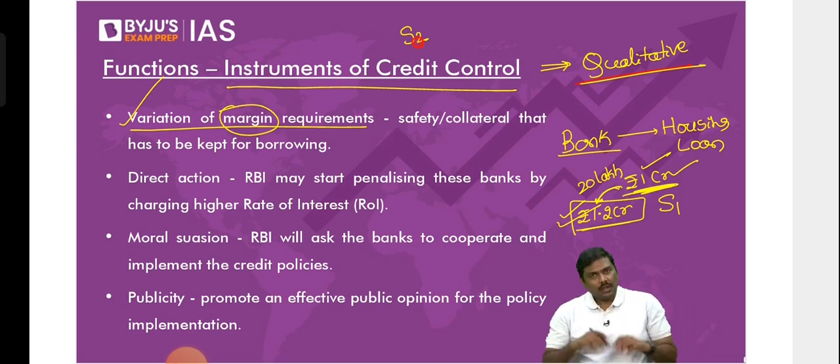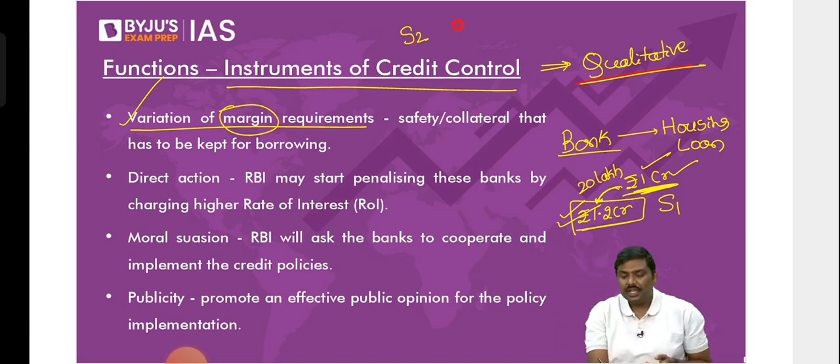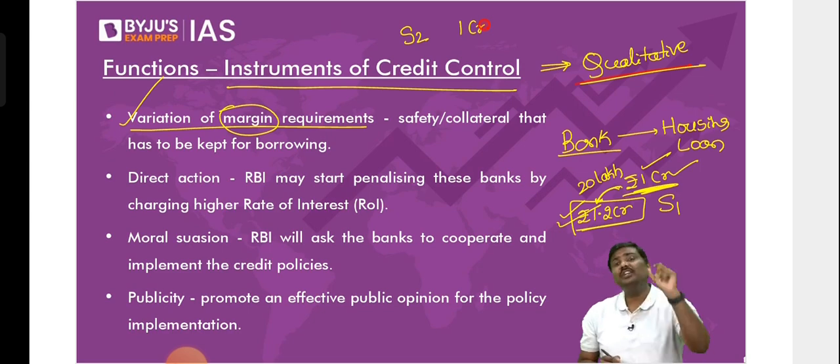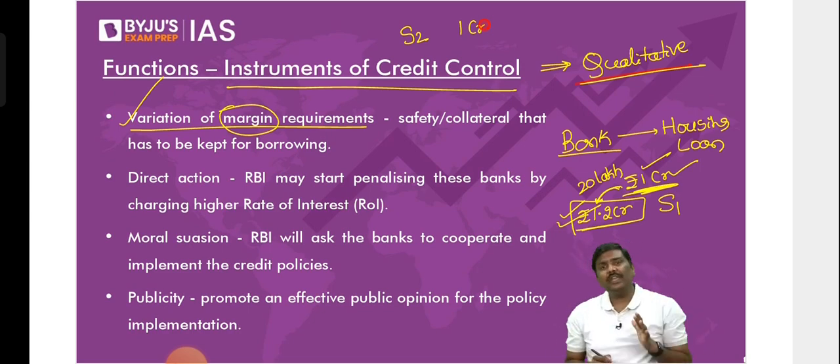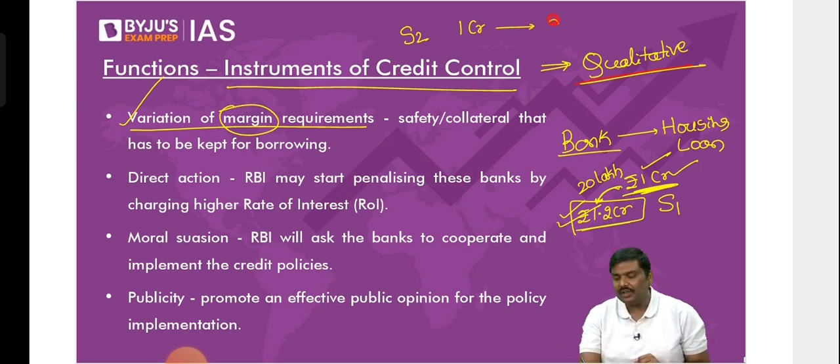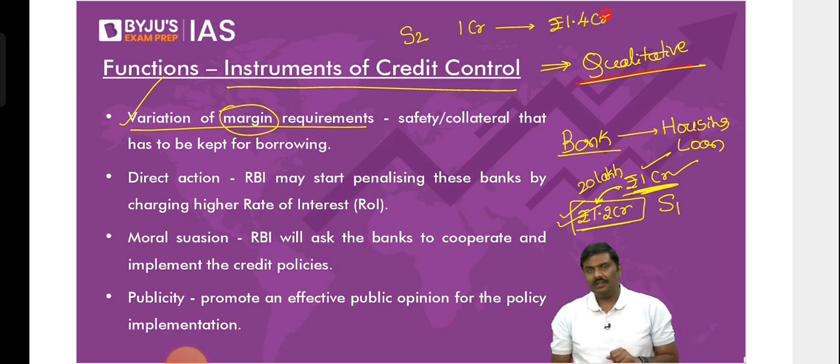Let me go to situation 2. Now, you go to a bank and apply for a loan. The bank says you want a loan of 1 crore rupees, the margin should be 0.4 crore rupees. The margin should be 40 lakh rupees, which means you'll have to provide a collateral or a security whose value is 1.4 crore rupees.